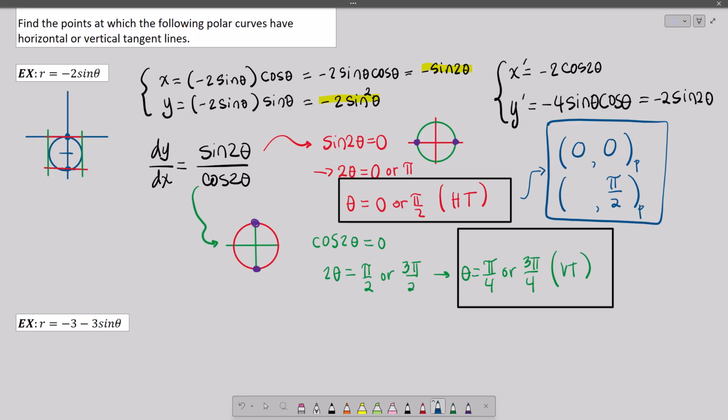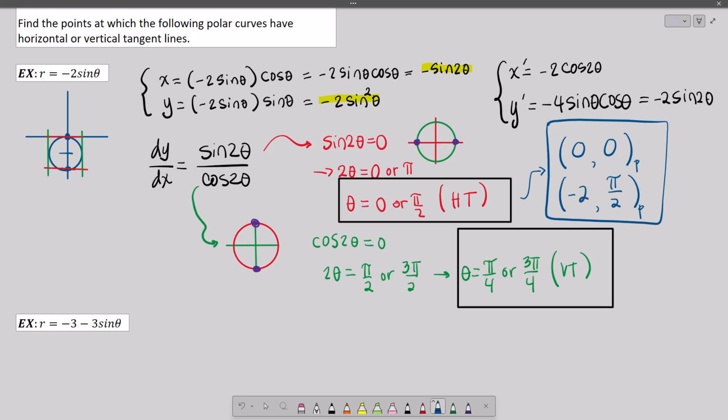Like if you were just to look at 0, 0, it's hard to know if it's in polar or Cartesian. It's actually the same point, so it doesn't really matter. But if we plug in pi over 2, sine of pi over 2 is 1. 1 times negative 2 is negative 2. So the r value here is negative 2.